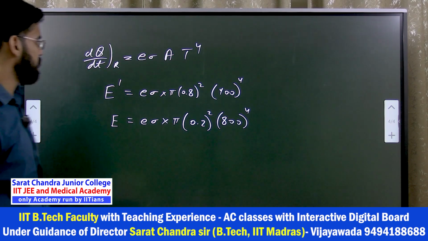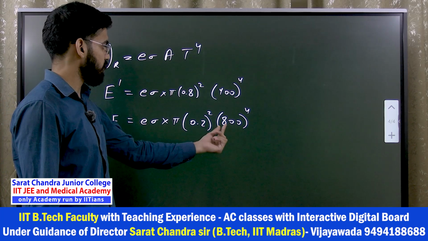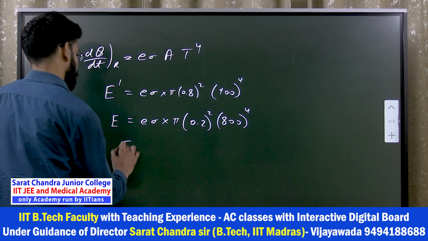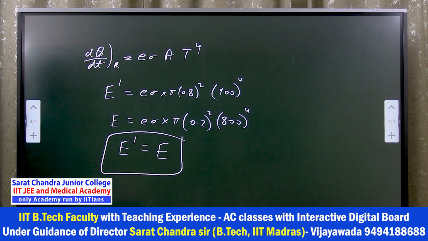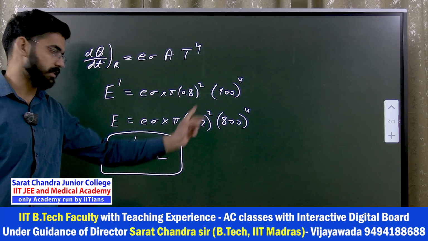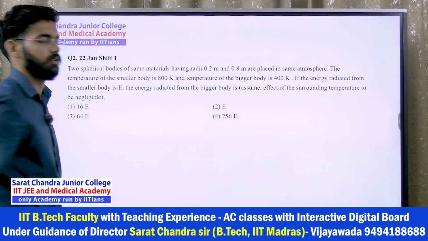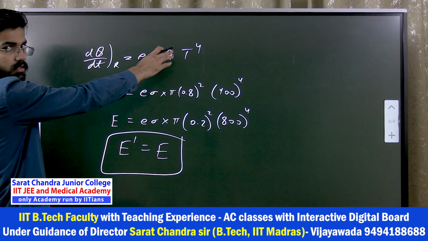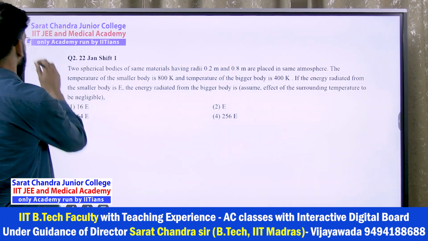So if you divide, you see here there is a 4 factor, so 4 square 16 here is extra factor. And here also there is 2 raised to power 4, 16. If you divide both of them, you will get E dash is equal to E only. So the radiated energy will be same, because this temperature factor and this factor are getting cancelled out with each other. So your answer is the second option directly. Now let's see the next question, number 3.